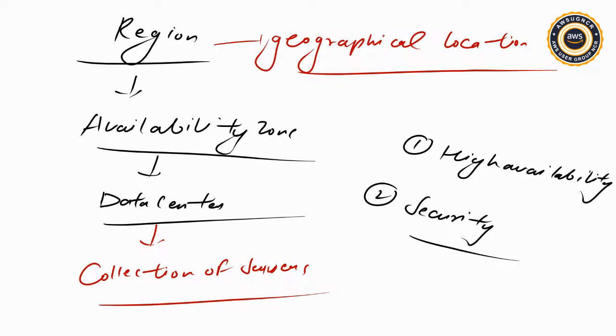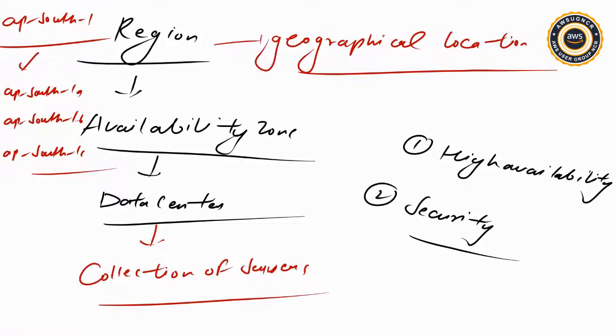No, the region is security. You see the notations like this. For example, if I have to represent Mumbai region, it will be in this notation AP South 1. Okay. And then I will have a notation like this for availability zone: AP South 1A, AP South 1B, AP South 1C. Okay. These will be the notations for availability zones. So security is there because I don't have visibility, I don't have the information about the actual data center location.